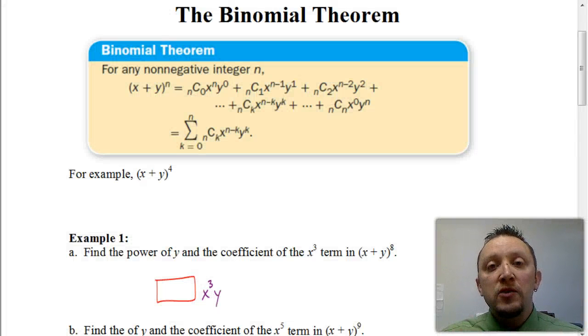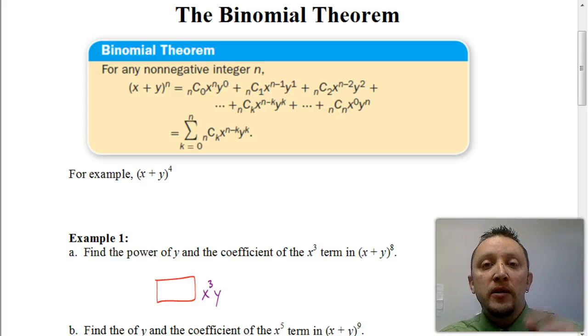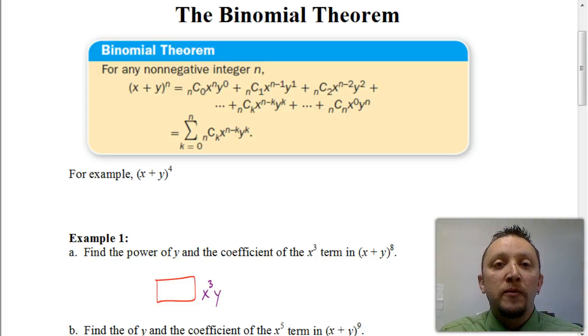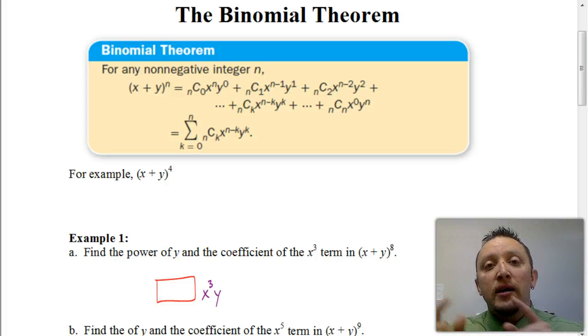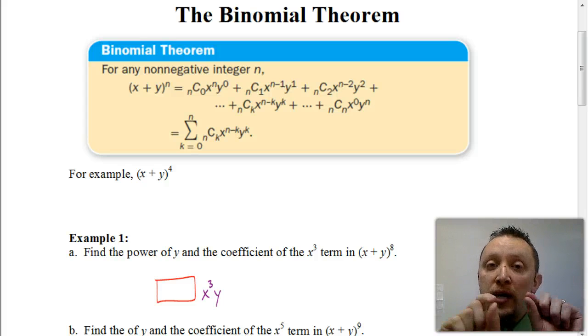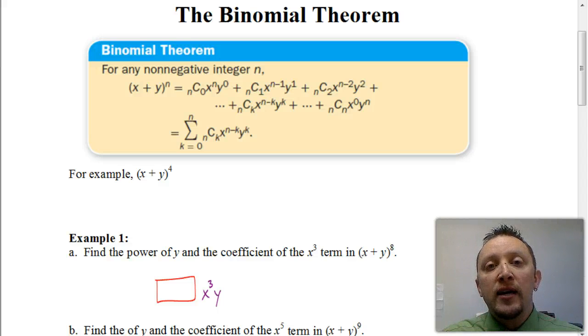Something else you'll see as we work through these is the fact that the exponents always add up to be the degree of our original binomial. So if we had x plus y to the 8th power, as we go through this, the x and y exponents should add up to be 8. So let's take what we're talking about here and apply it now to this example, x plus y to the 4th power.